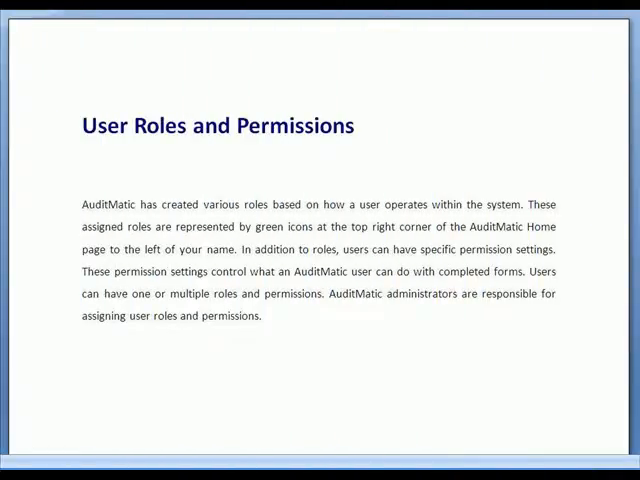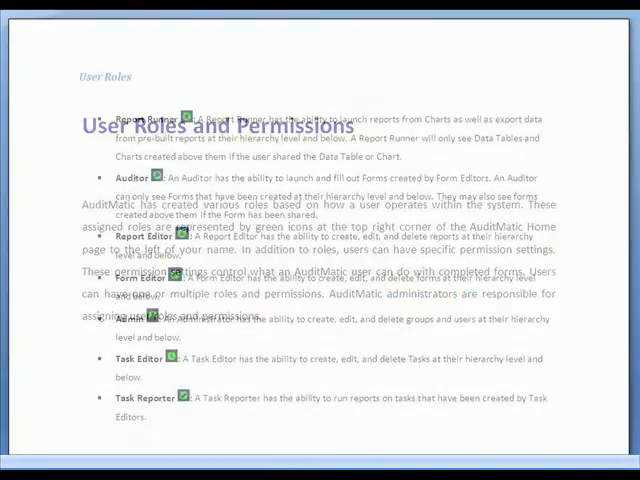User roles and permissions. AuditMatic has created various roles based on how a user operates within the system. These assigned roles are represented by green icons at the top right corner of the AuditMatic home page to the left of your name. In addition to roles, users can have specific permission settings. These permission settings control what an AuditMatic user can do with completed forms. Users can have one or multiple roles and permissions. AuditMatic administrators are responsible for assigning user roles and permissions.